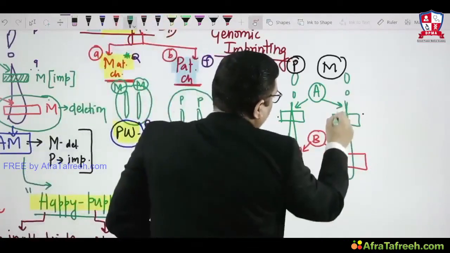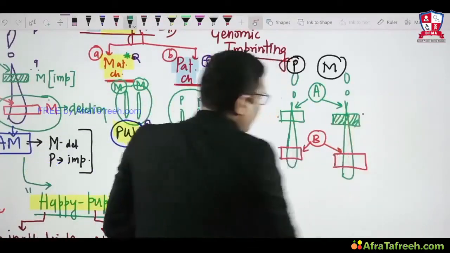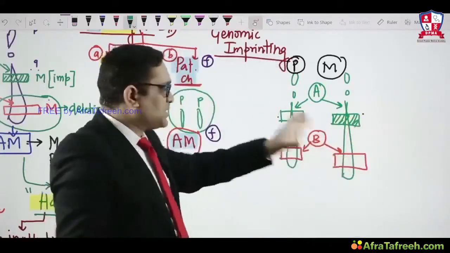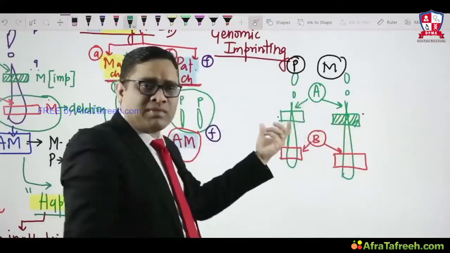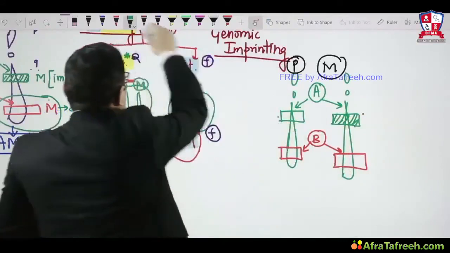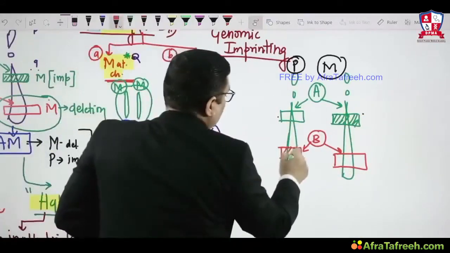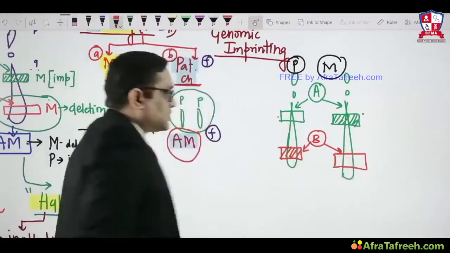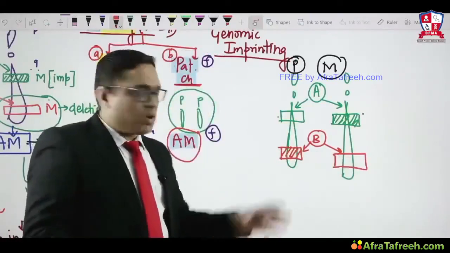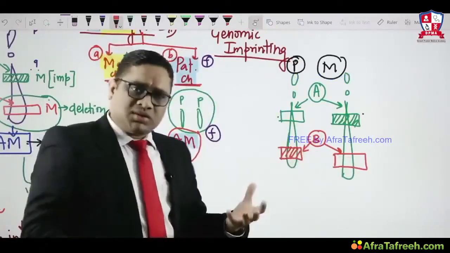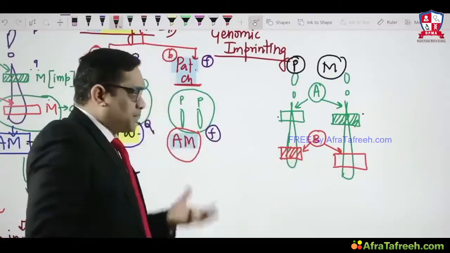Again, I am going to repeat that. In this case, maternal imprinting is normal. This is the normal thing which we are seeing: one allele will be imprinted, one will be functional, normal. Similarly, you can see here paternal is imprinted and maternal is functional. So this is normal genomic imprinting. What I have shown you here is normal genomic imprinting.